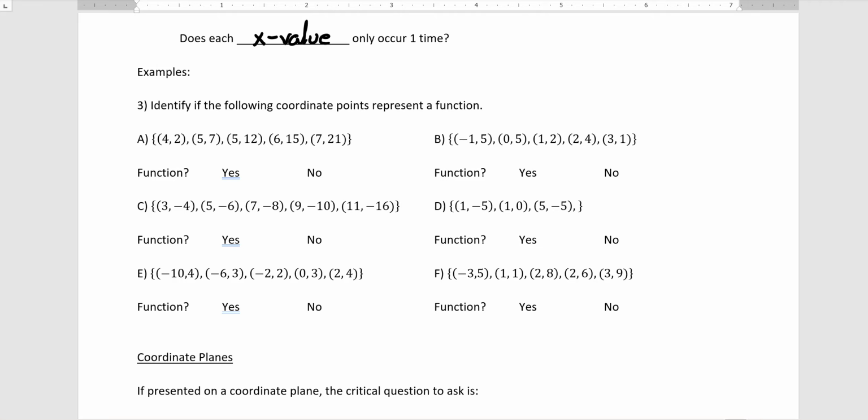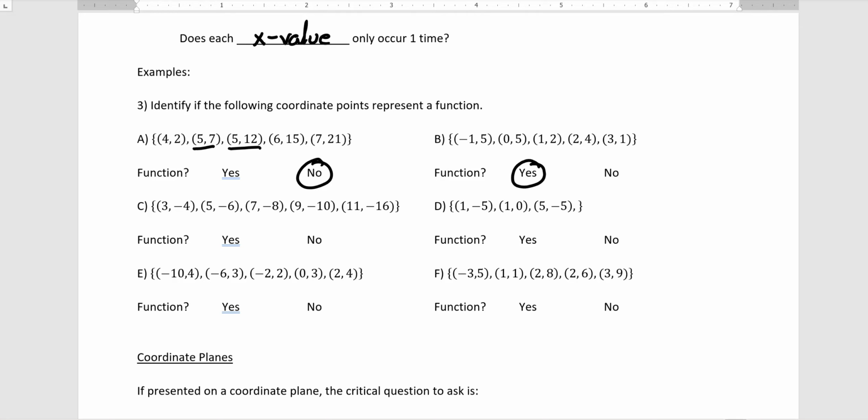Is that a function? No, it is not. Why is it not a function? Because of (5, 7) and (5, 12): one input producing multiple outputs. Looking at letter B: (-1, 5), (0, 5), (1, 2), (2, 4), (3, 1). Is that a function? Yes, indeed. We don't have any repeating x values there.